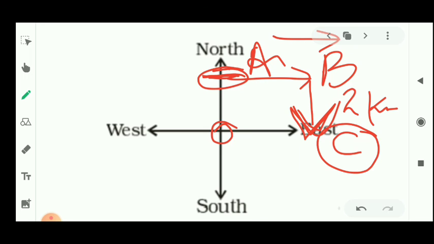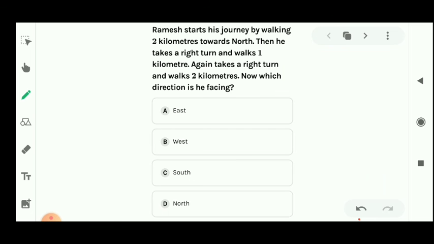That means this direction is called south. You can see here. So the question asks you in which direction is he now going. That means he is going now in south direction. South means option number C is right for this question.